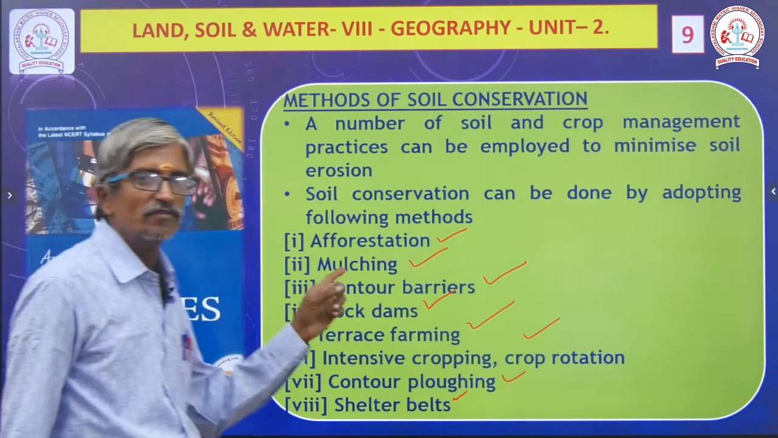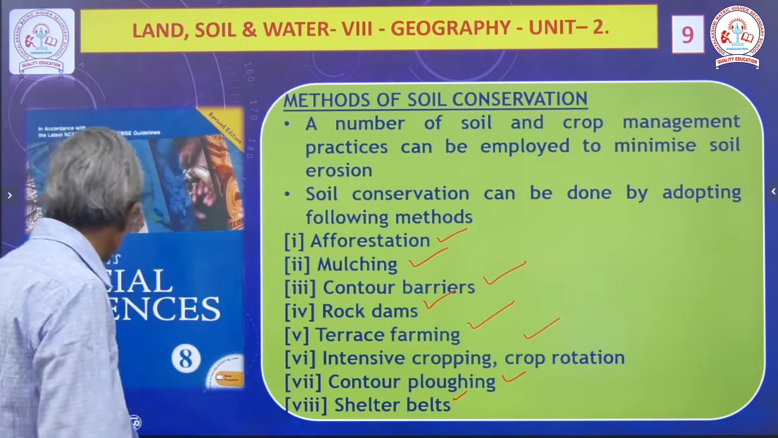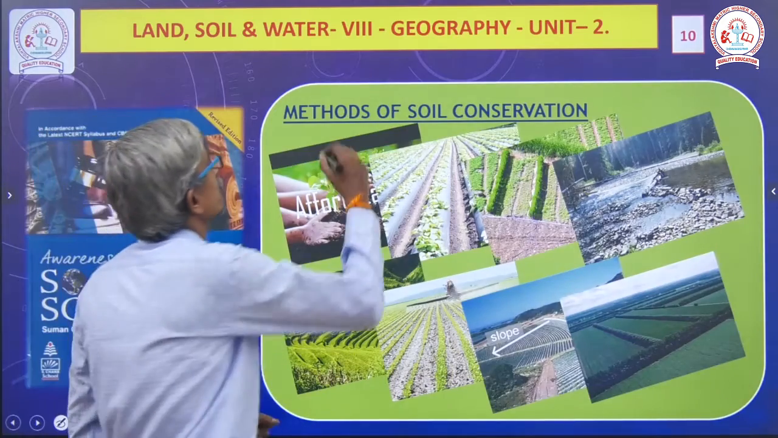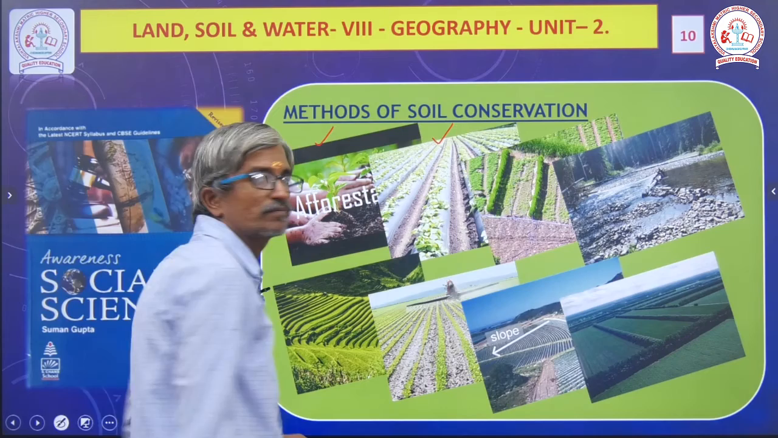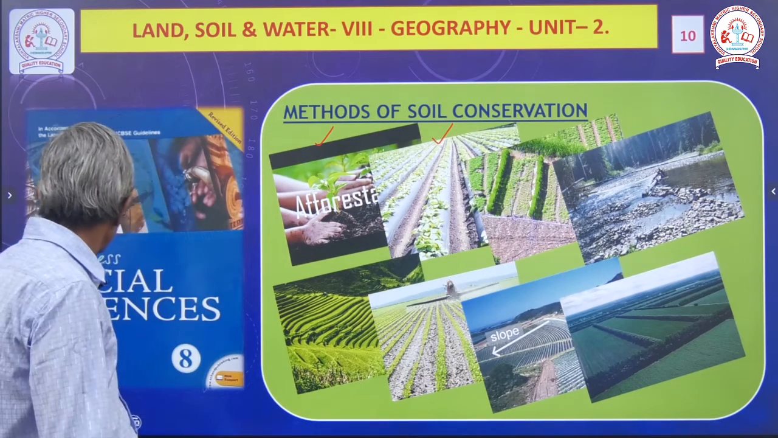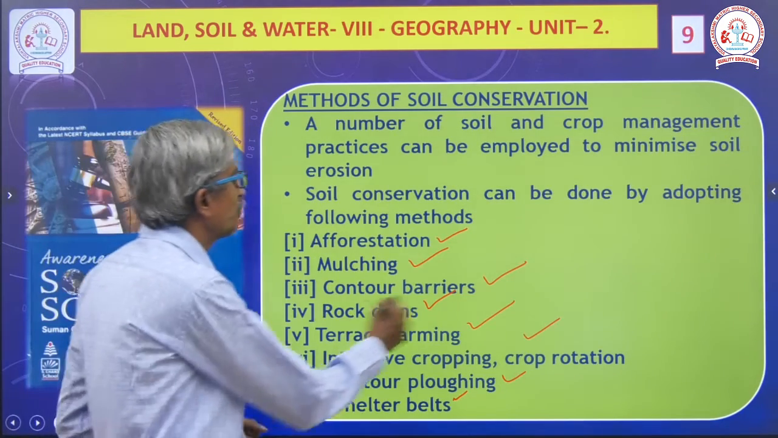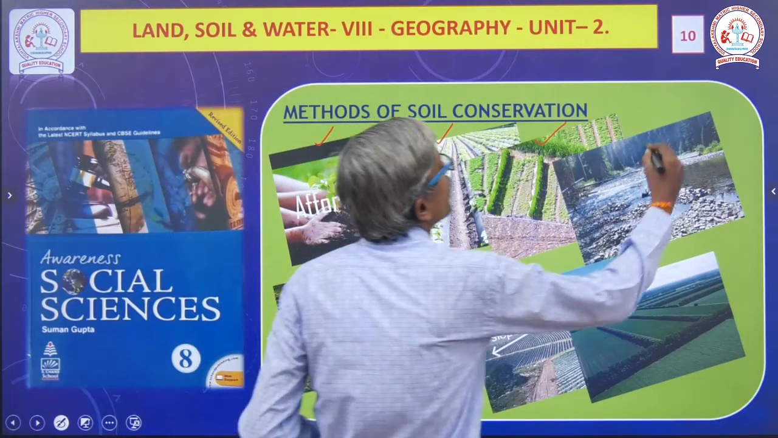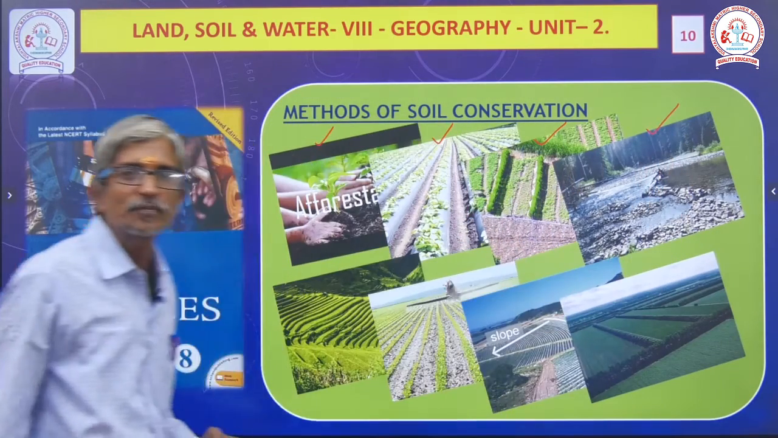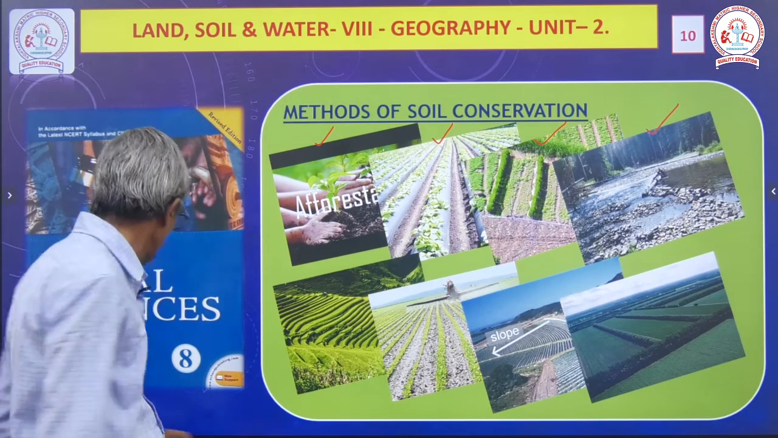The first two are afforestation and mulching. Afforestation means planting more trees, very simple. Mulching, this is the process of mulching. Next, 3 and 4, contour barrier and rock dam. This is a contour barrier and this is a rock dam. This picture explains the rock dam. It will look like this.